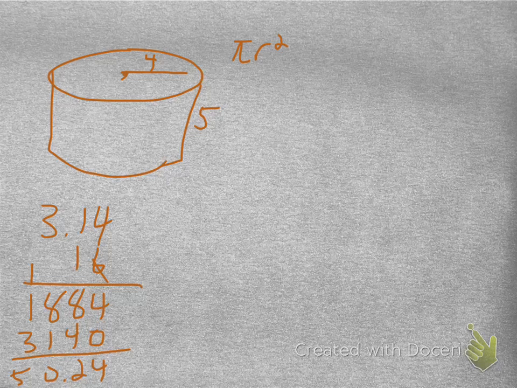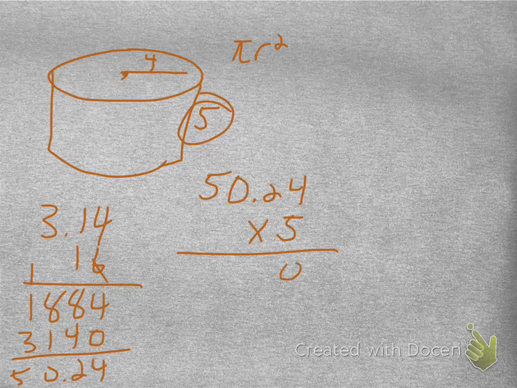Now what's our height? Our height is 5. It's right there. Alright, so we get Bill's cup is 251.2. Alright, any questions how we found that? Alright, so I'm going to put that up here, 251.2. Alright, now Lori's cup.